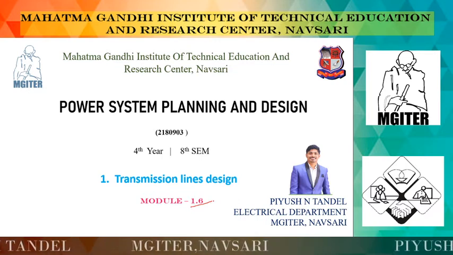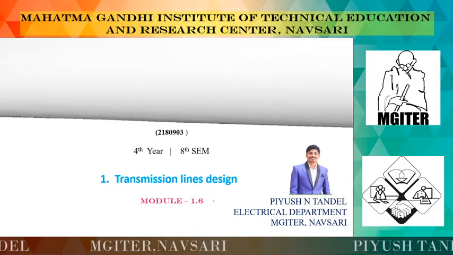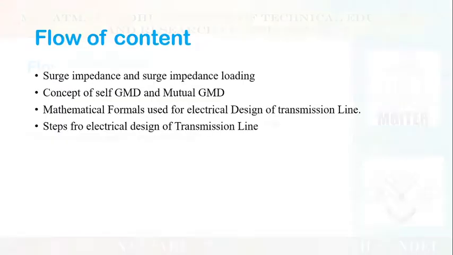So in this module, which is module number 1.6, we are going to see the surge impedance loading and surge impedance, then the concept of self GMD, or we can call it GMR, and mutual GMD, then the mathematical formulas used for electrical design of transmission line. And the last is the steps for electrical design of transmission line.